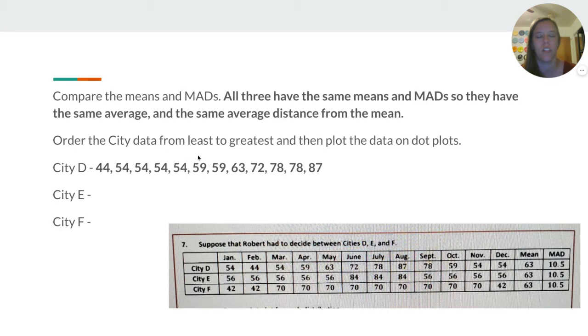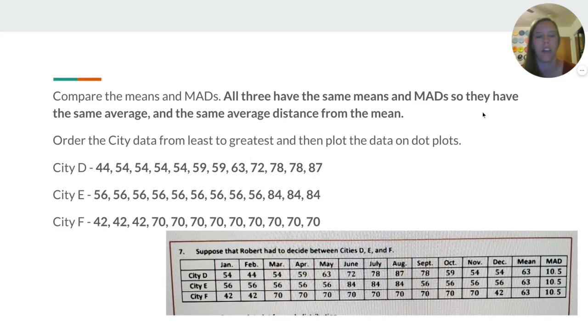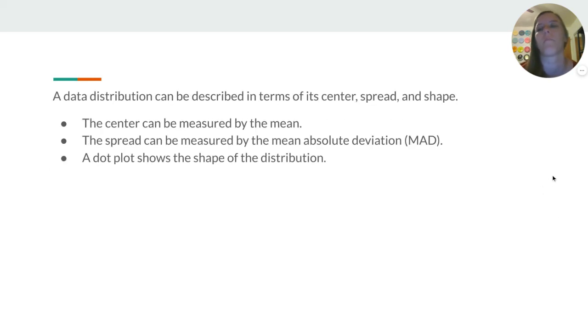But we can all still list the data from least to greatest. Again, if you were plotting it on a dot plot, 1 x or dot at each mark. So you can see here that this city D starts, the lowest is 44, the highest 87. E is 56 to 84, and F is 42 to 70. So their means and MADs are the same, but they do have different variabilities.